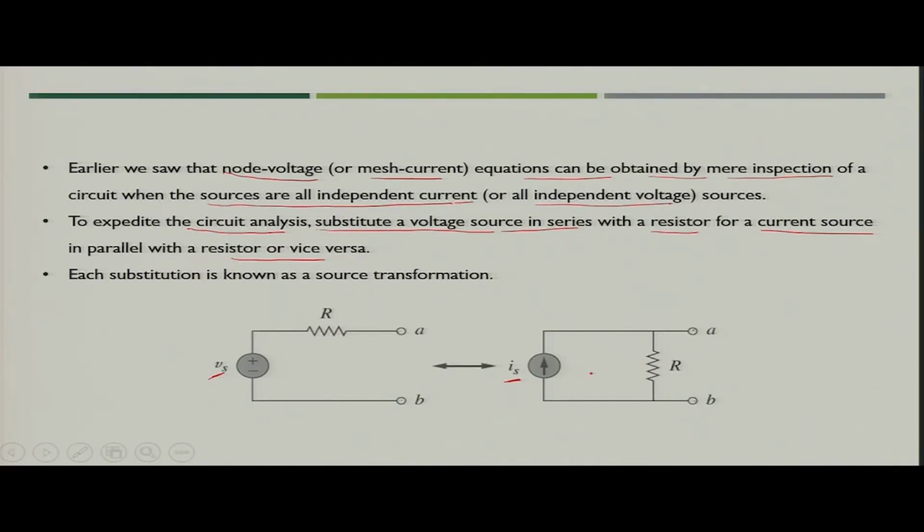In this particular technique we will understand how, when we do the source transformation, the values of the various sources change. If it is from voltage source to current source, we have to find the value of the current source, and if it is from current to voltage, we have to find the equivalent value of the voltage source, and then what would be the value of the resistances connected in series or parallel.